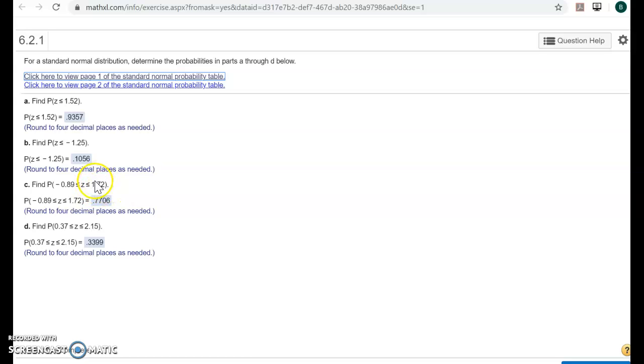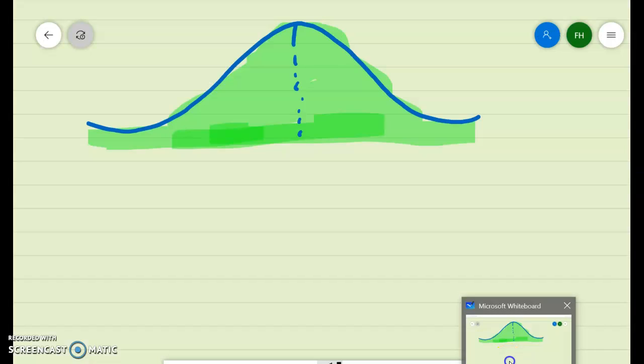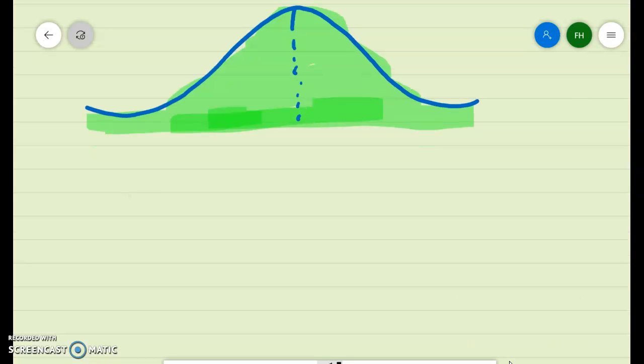Now, for the next one, you're trying to find the probability of in between. And the way you find the probability of in between is you take the probability of your bigger value and you subtract out the probability of the lesser value, and that will give you the probability in between. Now, you could memorize how to do that, but it's good to understand why.